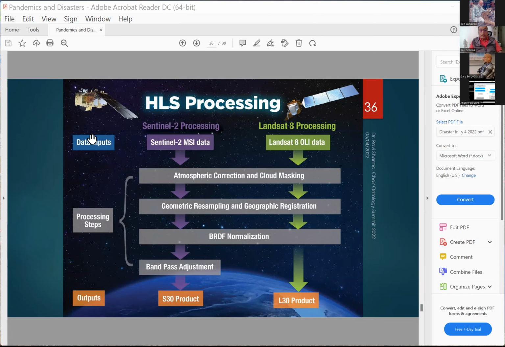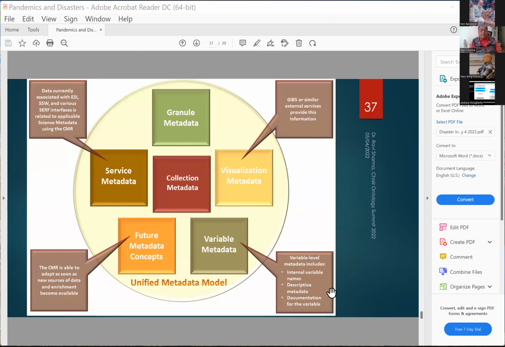So this is that harmonization effort depicted here in terms of these kinds of products. And we are beginning to use the capability of multiple satellites.